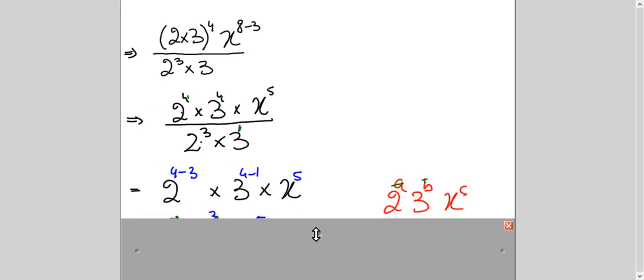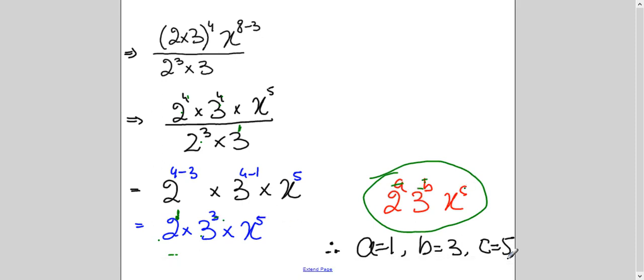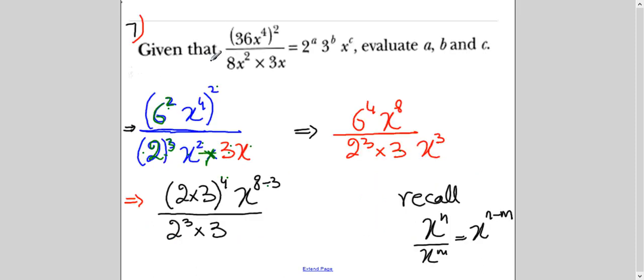And now if you simplify it and compare it with the question given to you, your A is 1 because no power means 1, 4 minus 3 is 1. 4 minus 1 is 3. So B is 3 and C is 5. So this is how you will get your ABC. Okay. So no matter how complicated, because this type of question comes in various ways, you just focus on one thing and your target is to change everything to this base and automatically things get solved, right?